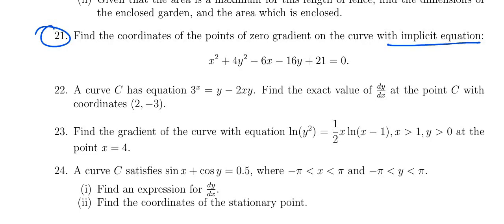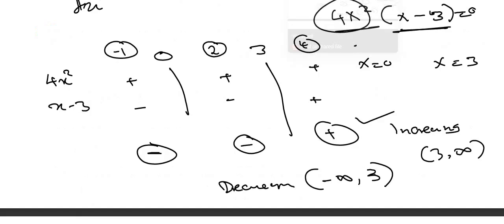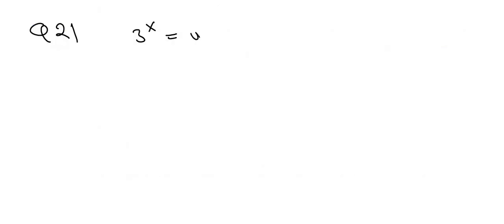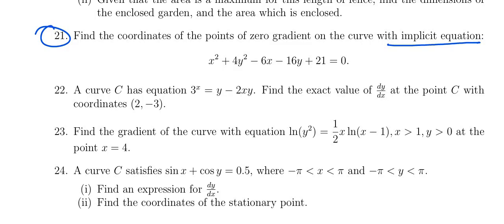We're just going to differentiate this. When you differentiate it, wherever there's x, put 2. Wherever there's y, put negative 3. That's what we need. So we have, this is question 22. 3 to the power x is equal to y minus 2xy, is it? If I'm not mistaken. Yeah, that's what we are getting.